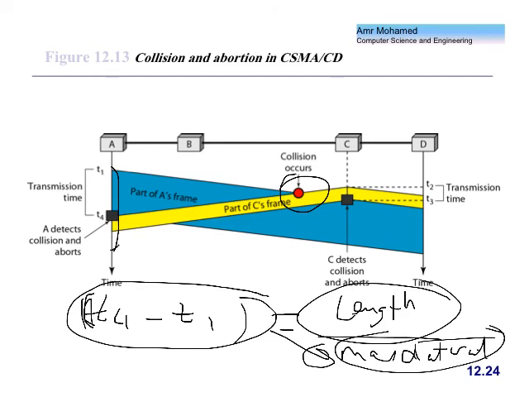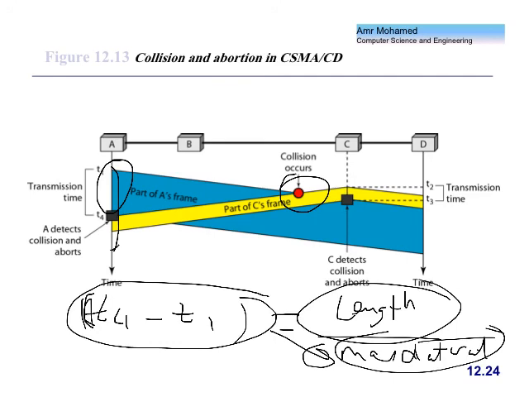So if I have a time span like this, I can know the length of the frame that can span this time by simply multiplying by the maximum data rate of the channel. So I multiply this time by the maximum data rate, and I get the length of this frame in bits.